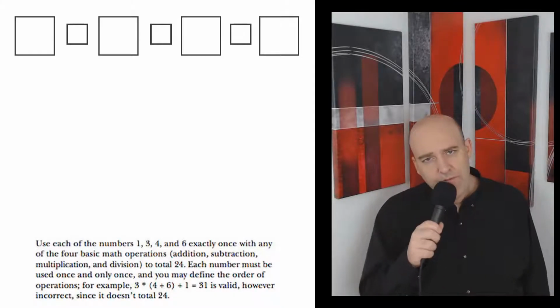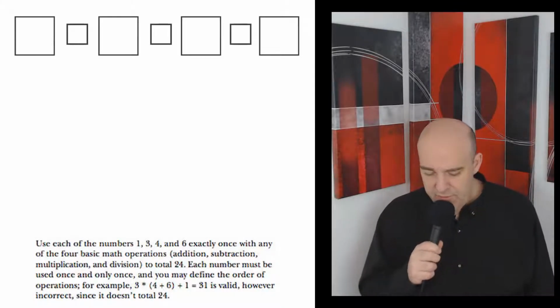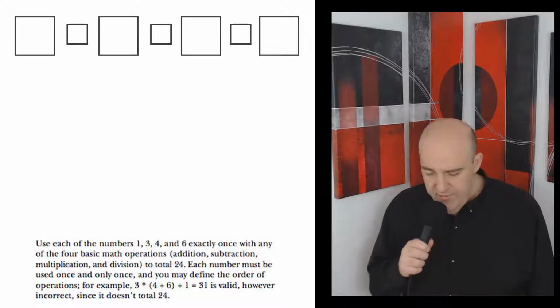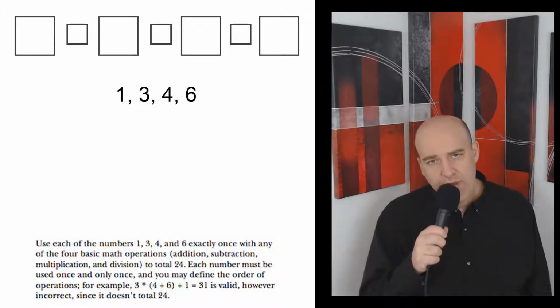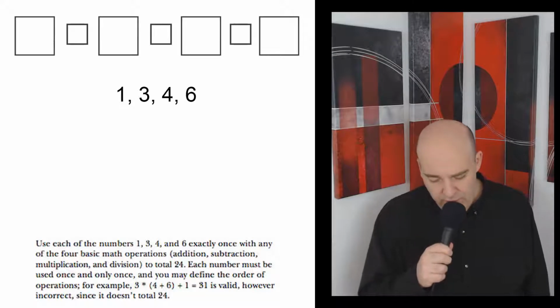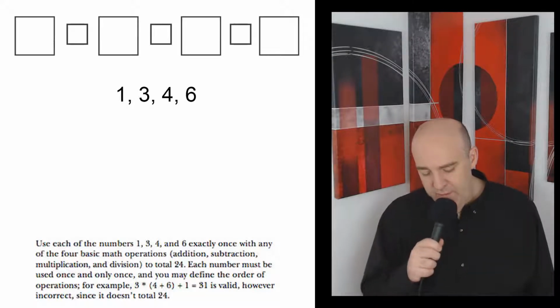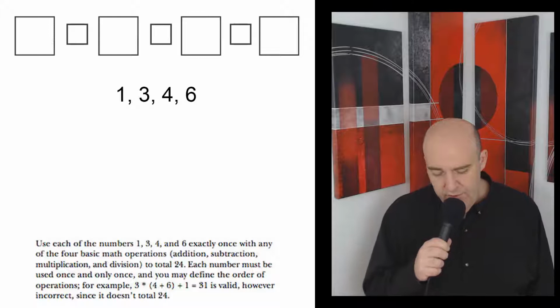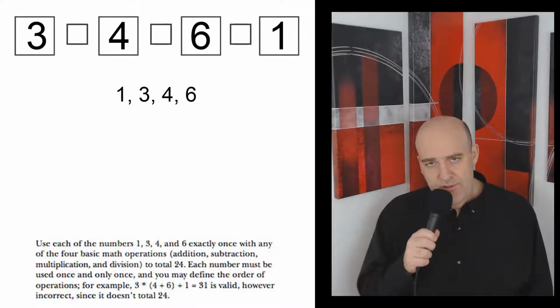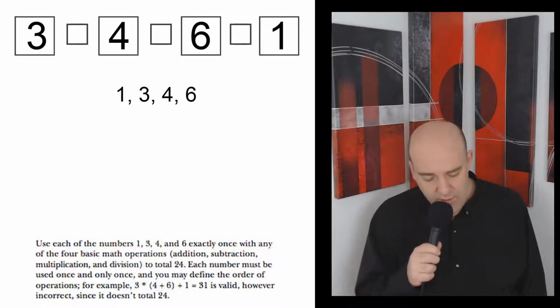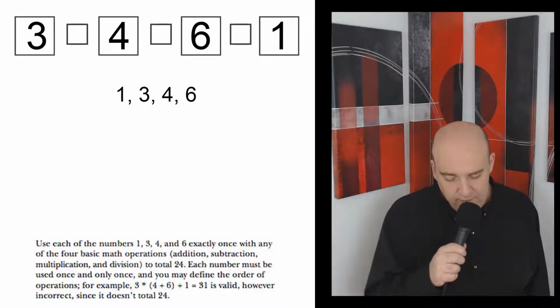Before we start writing any code for this, why don't we make sure that we understand what's going on? We have these four numbers, 1, 3, 4, and 6. We have to assign them a certain order. In this example that's provided, they wrote the 3, the 4, the 6, and the 1. Notice that we have to use each number once and only once. We can't repeat and we can't leave any number out.